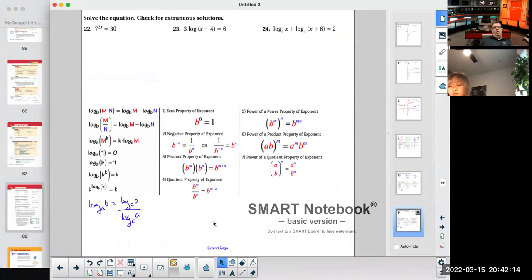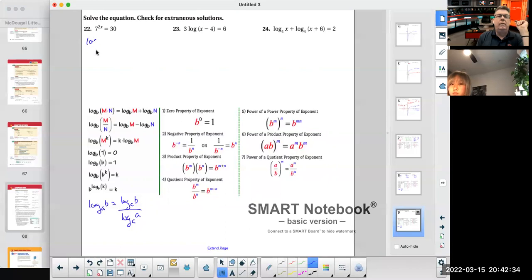All right, so anytime you have the variable and the exponent, you're going to use logarithms. You're going to take the logarithm of both sides. Okay, so we will do log of 7 to the 2x equals log of 30. Are you okay with that?